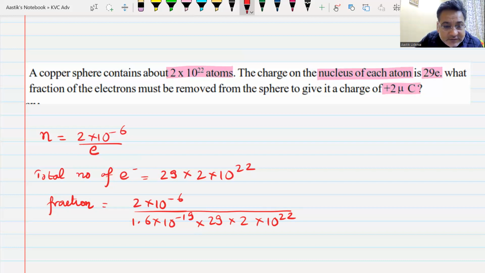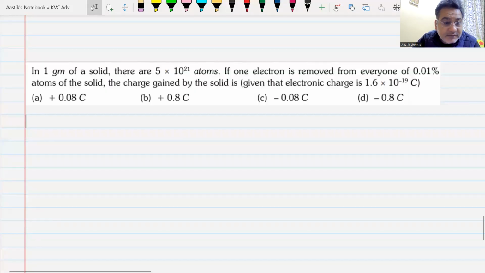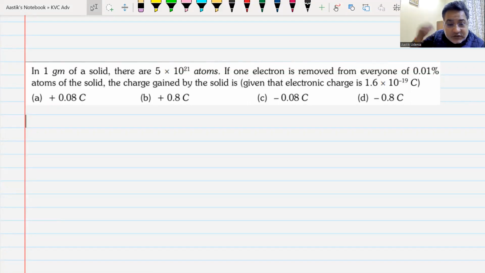This question has come in a lot of exams in different ways, and I hope that you can give me an answer. Take your time, take a deep breath. I need a correct answer for this one. 1 gram of solid has 10 into 10 raised to the power 21 atoms. If an electron is removed from every one of 0.01% of the solid, the charge gained by the solid is. We understand this question? Yes, sir. I await the answer.